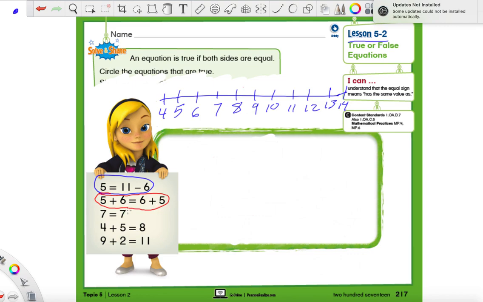Alright, so what did you do for 7 equals 7? Is that true, or is it not true? Well, 7 definitely is the same as 7, so we need to definitely circle that. Alright, let's try this next one.